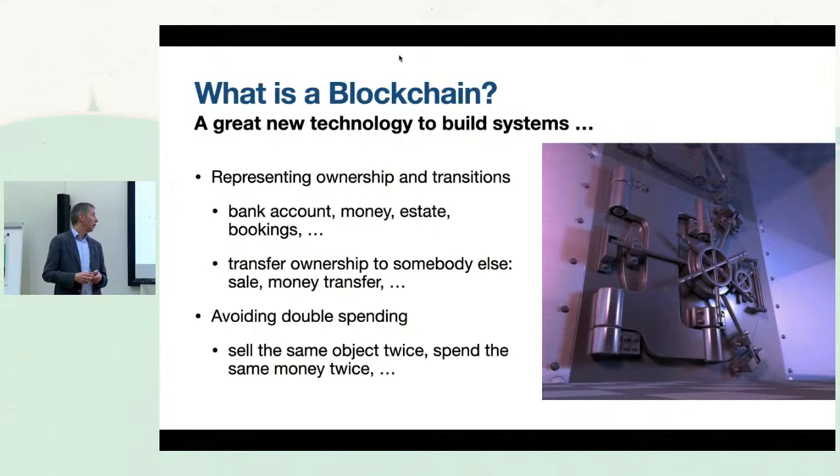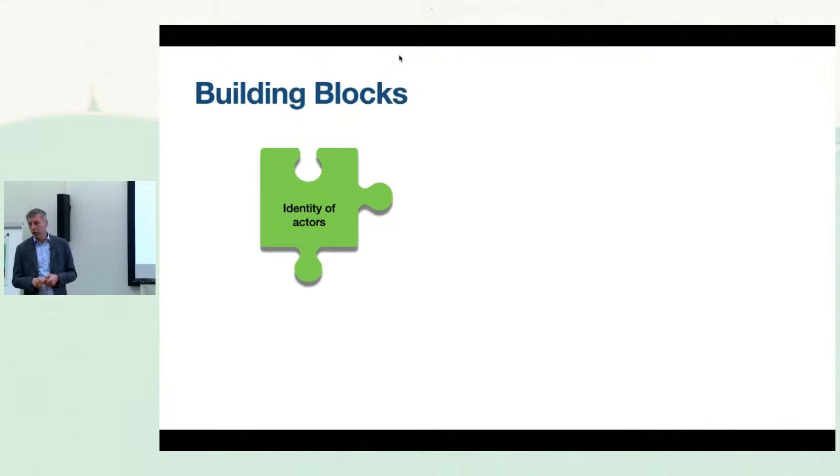But if it's just a digital thing, a digital asset, it's more difficult. So what do we need? We have three building blocks here. The first is that we should be able to identify the actor. We should know it's a bank or another person.